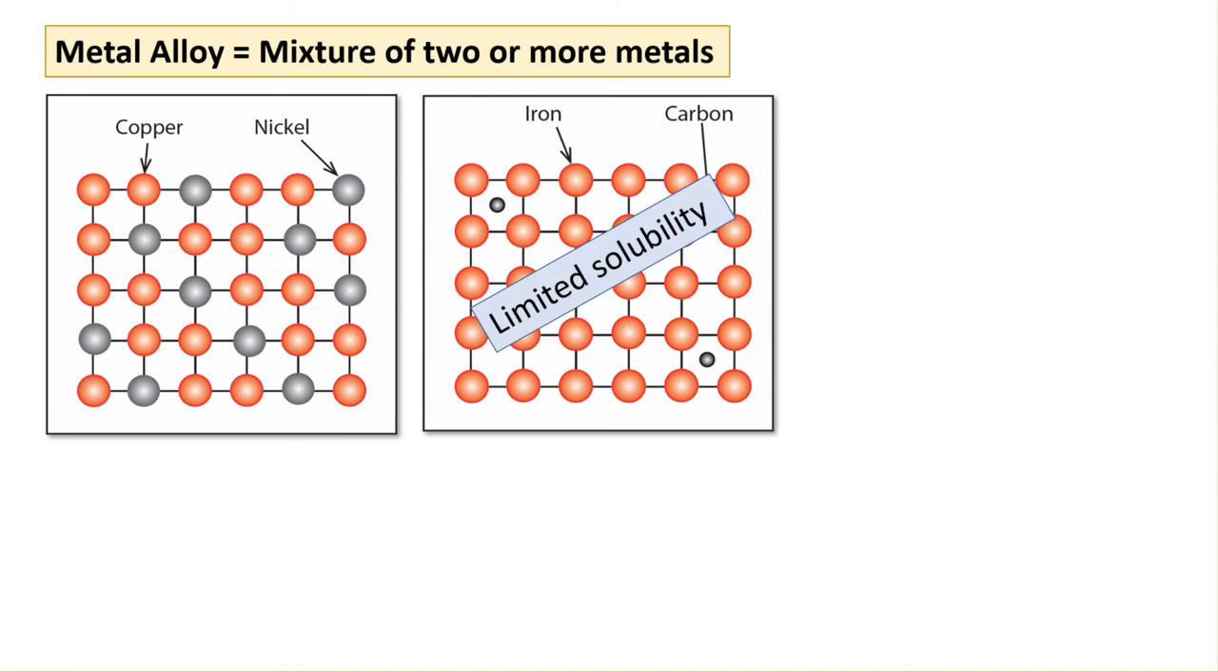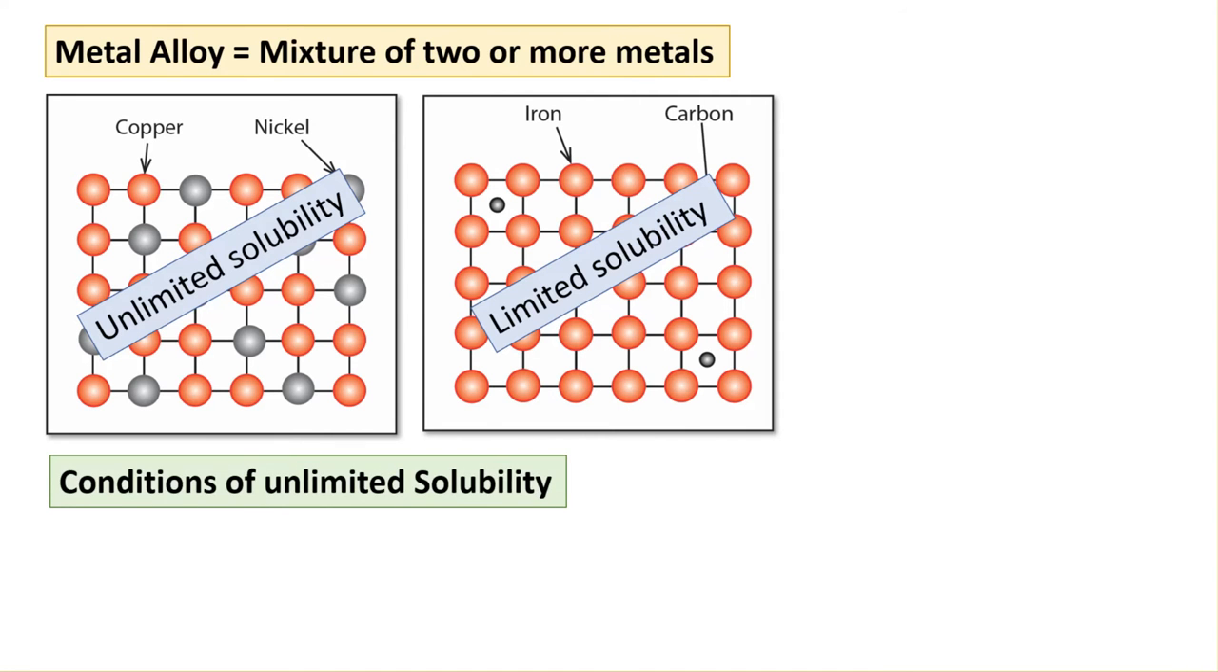For example, copper and nickel have unlimited solubility. That means they are kind of like water and alcohol. No matter how much alcohol you put into water, you are still only going to have one phase. It's the same for copper and nickel. No matter how much nickel you put into copper, you are still only going to have one phase. So what makes one alloy have unlimited solubility and the other not?